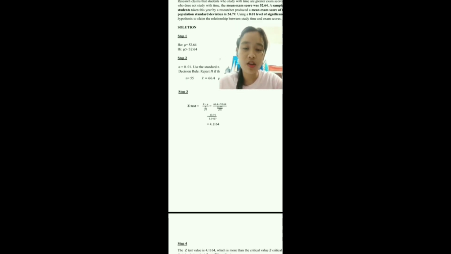After calculation, 66.4 minus 52.64, the answer is 13.76, and for 24.79 divided by square root of 55 sample is 3.3427, and after calculating this the answer is 4.1164.